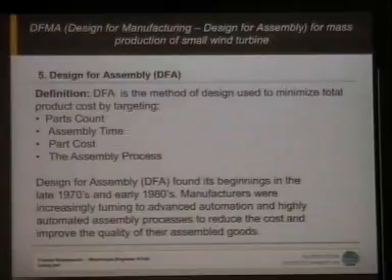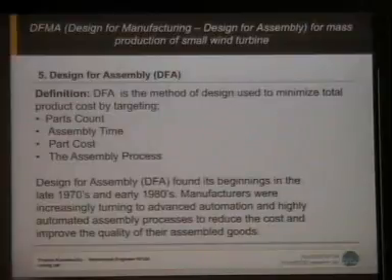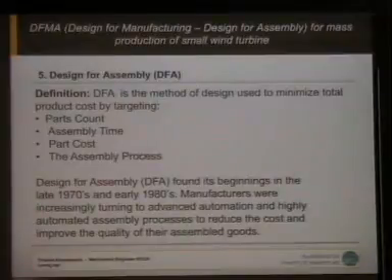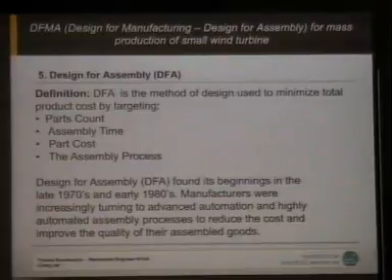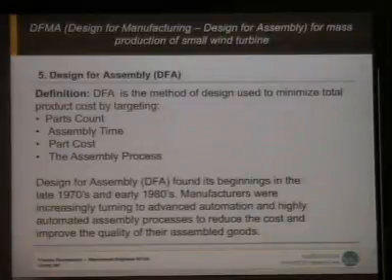Yes, this is as I told you, this method was found in the 70s and 80s by two professors, I think, American professors, Duhart and another guy, I don't remember. Manufacturers were increasingly turning to advanced automation and highly automated assembly processes to reduce the cost and improve the quality of their assembled goods. It was when the automation kind of really started in the industry, and they made this process to improve the time and the cost of the final product.